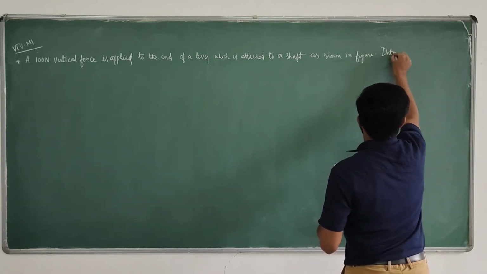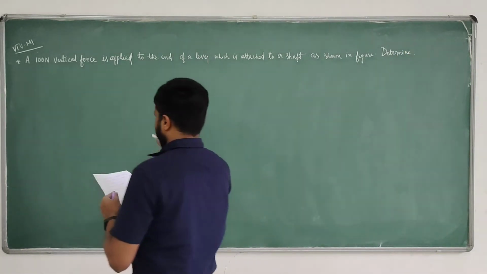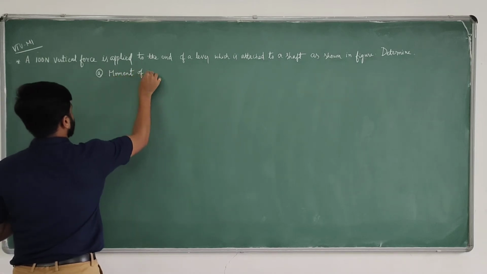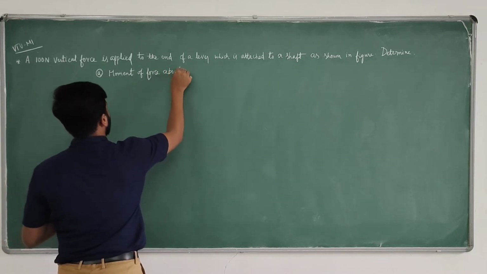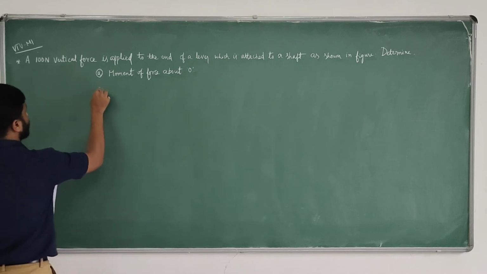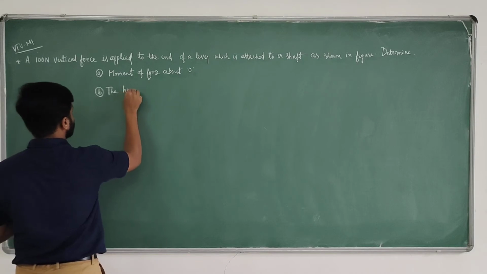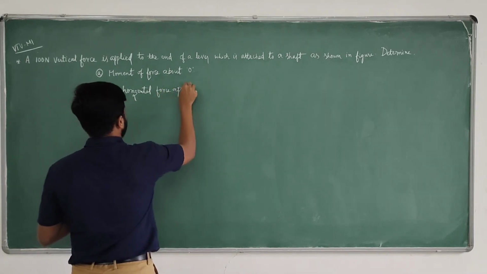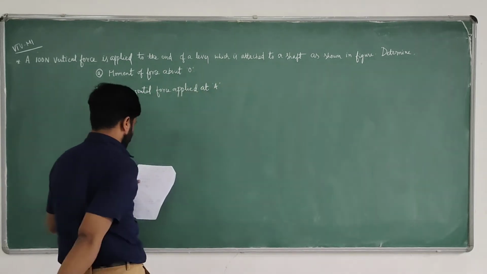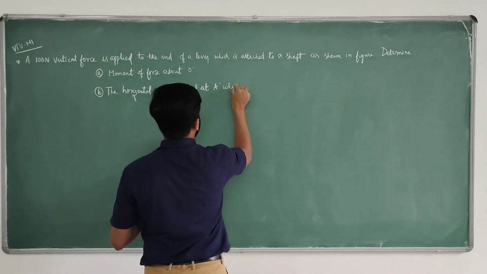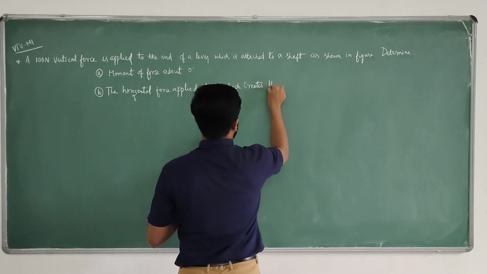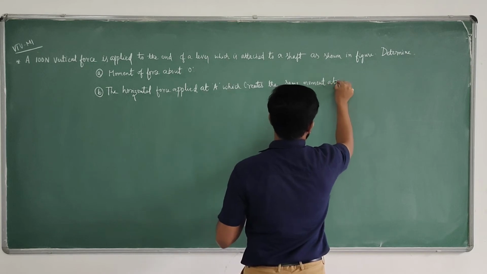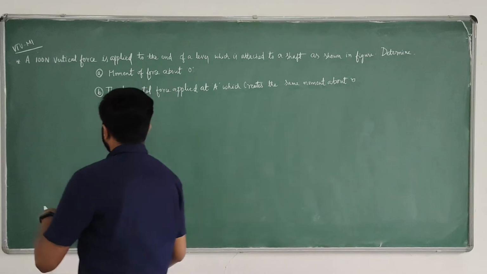Determine: A, the moment of force about O. B, the horizontal force applied at A which creates the same moment about O. And the figure is given.